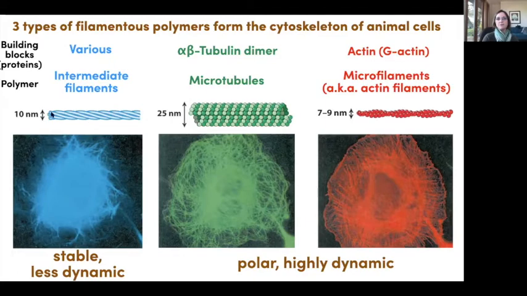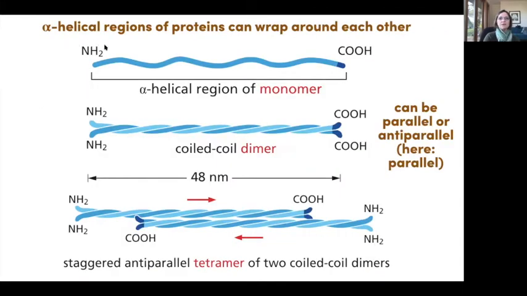So intermediate filaments are called intermediate because they're intermediate in width between the fat microtubules and the thinner actin filaments. Actin filaments, even though they're thinner, still play a major role in giving cells structure and resilience. The only thing I was going to point out about intermediate filaments is they have a different kind of structure than microtubules or actin. Both microtubules and actin are made of globular subunits that stack together to make a polymer, whereas intermediate filaments are made of long proteins that have long stretches of alpha helical structure.